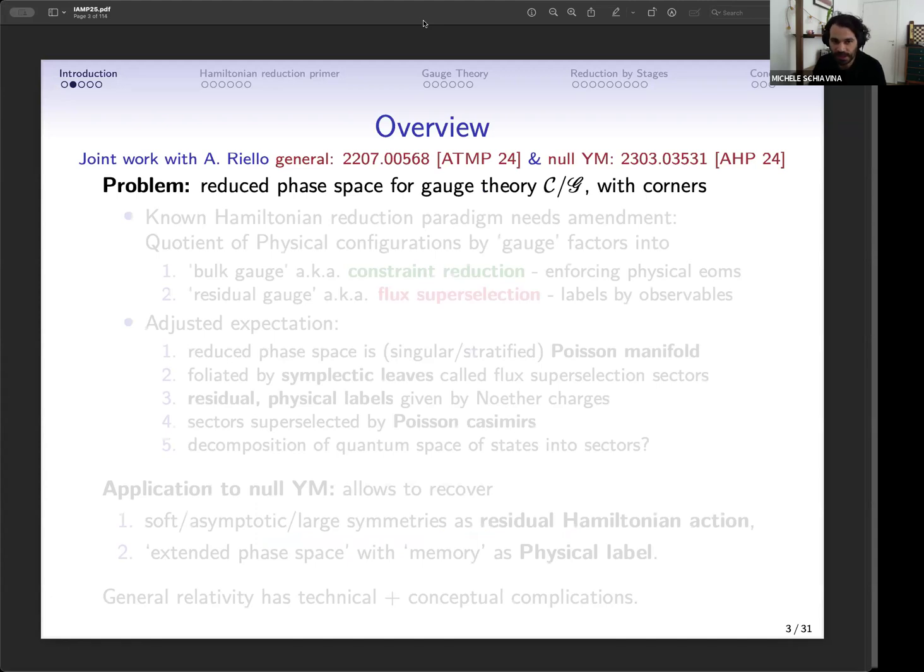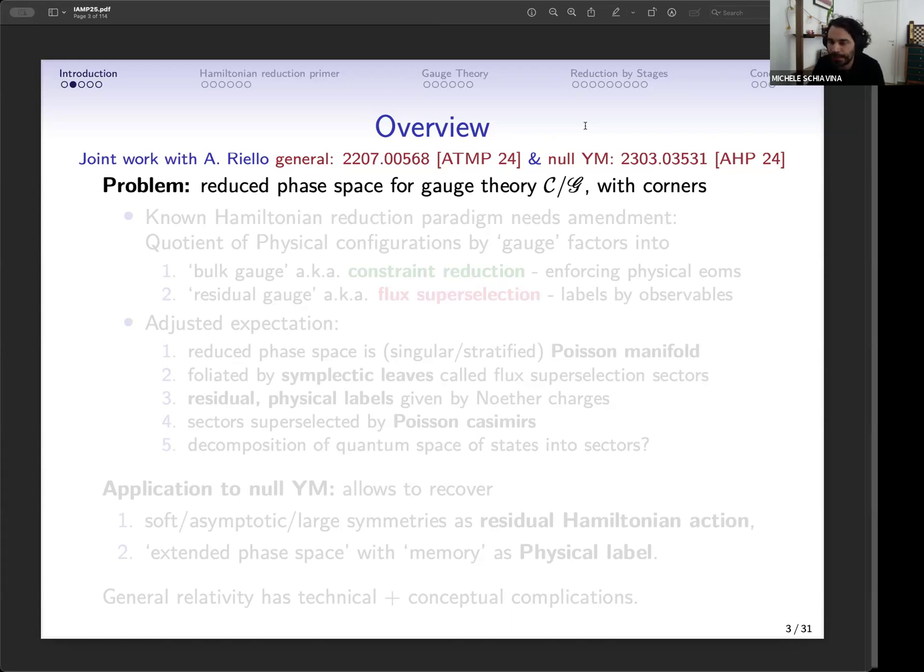So let me start by saying that this is a mix of two works that I wrote with Aldo, who is in the audience. Again, the problem is to describe the reduced phase space for a gauge field theory. You can think of this as some space of physical configurations, meaning that they satisfy certain equations, certain conditions, modulo some group of local symmetries that act on them.